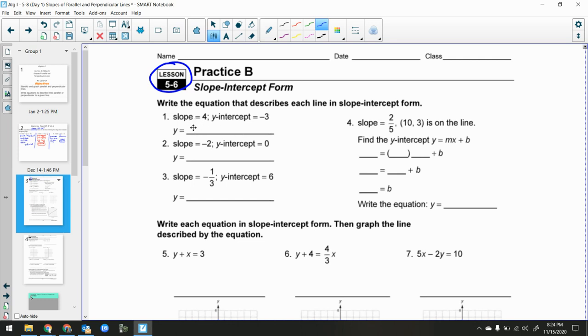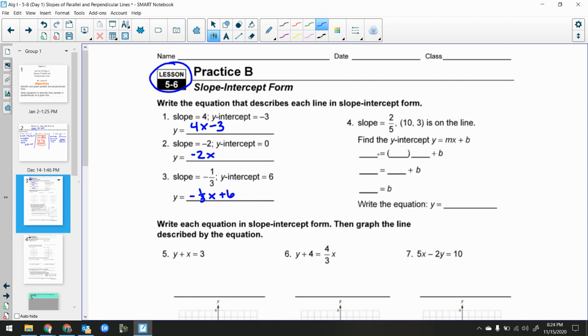Okay, we got y is equal to 4x minus 3 for number 1. Number 2, y is equal to -2x plus 0, so we'll just say -2x. Number 3, y is equal to -1/3 x plus 6. Okay, now this one over here.